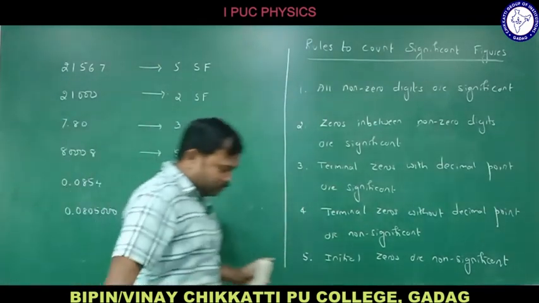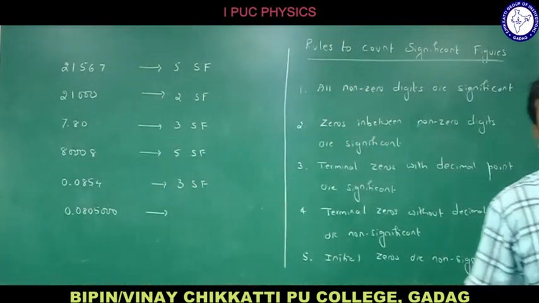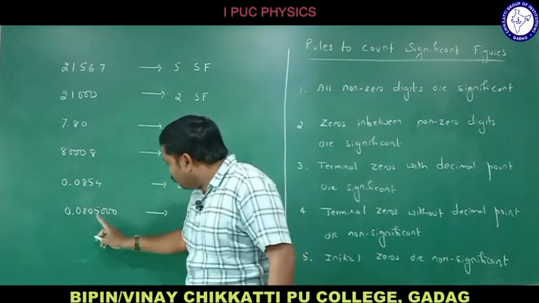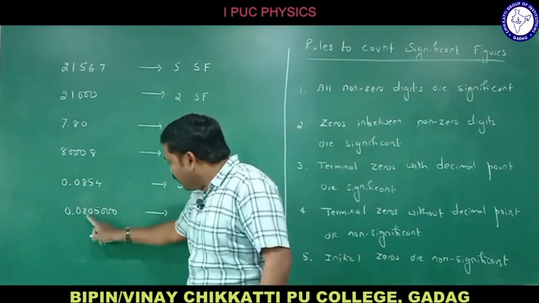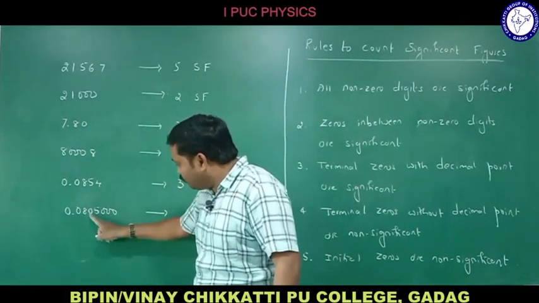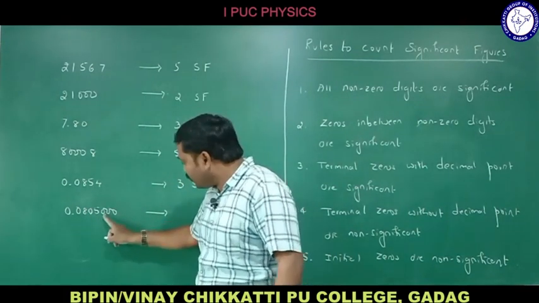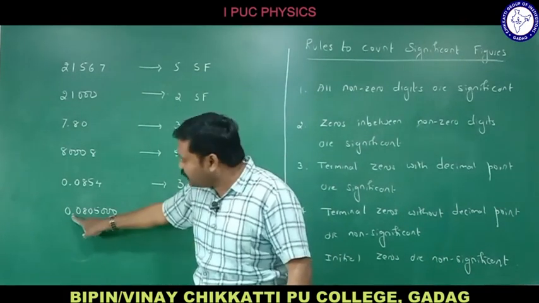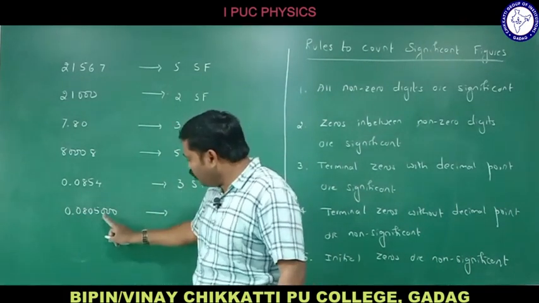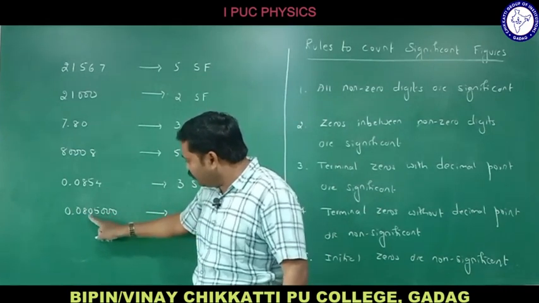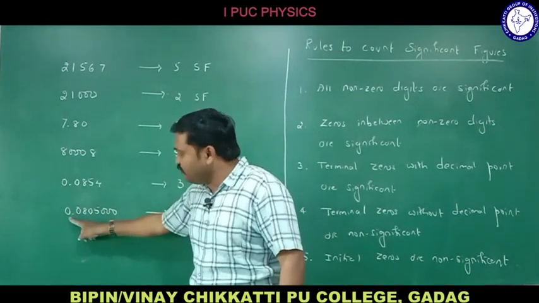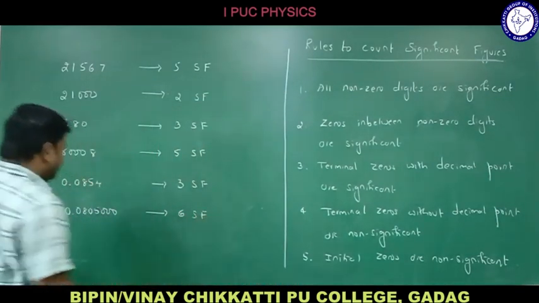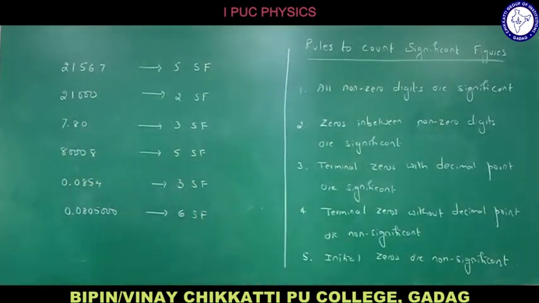Now, if it is like this, 0.080500, just check it out. How many significant figures are there? First of all, 805. This 0 is a middle zero, it becomes significant. Terminal zeros, will they be significant? Yes, because there is a decimal point. 1, 2, 3, 4, 5, 6. Will the initial zeros be significant figures? No. So 6 significant figures.